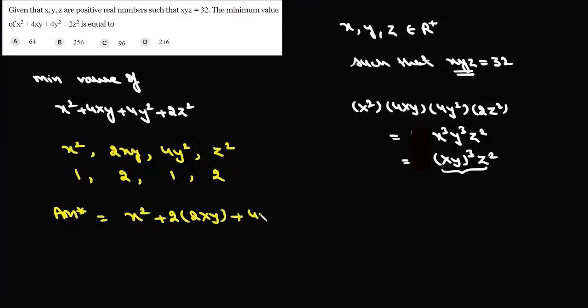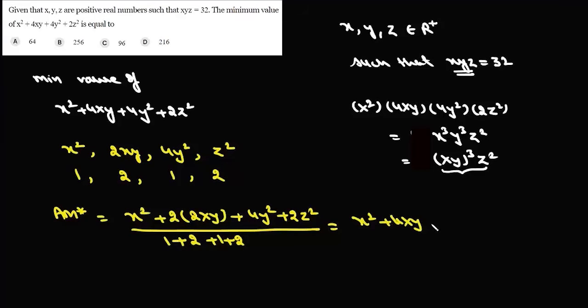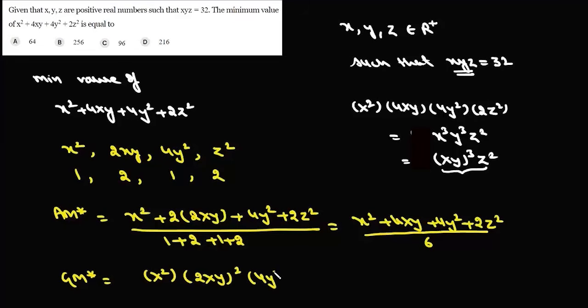Now if you want to write their weighted arithmetic mean, it will be X square plus 2 into 2XY plus 4Y square plus 2Z square upon 1 plus 2 plus 1 plus 2. So their weighted AM will be X square plus 4XY plus 4Y square plus 2Z square whole divided by 6. Now we can write their weighted GM. It will be X square, and then 2XY whole square, 4Y square to the power 1, and then Z square whole to the power 1, whole to the power 1 by 6.